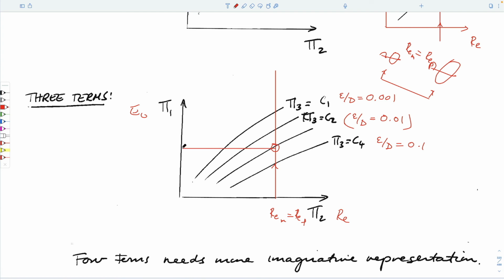And then that gives us an Euler number, which is the same for the model and for the prototype. So we've done an experiment on the model at the same velocity that the plane is going to fly at. So we know what this number is for our model. We know what the geometry and roughness of our model is. So we know we end up at this point. And so we know what the value of the Euler number is. And so we know the velocity of the model.